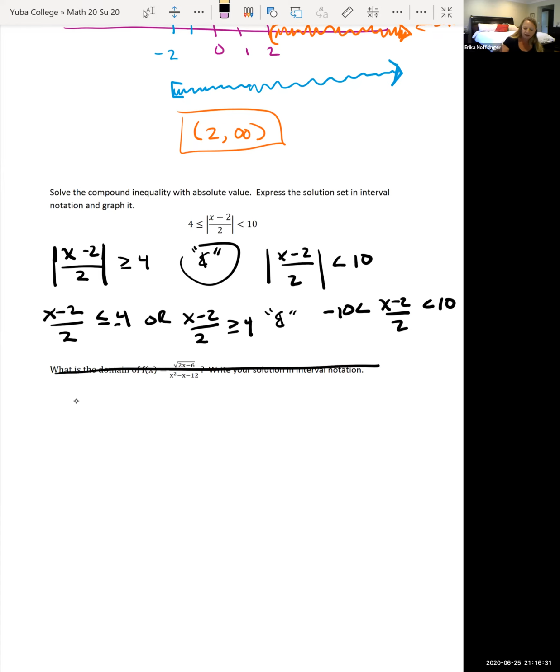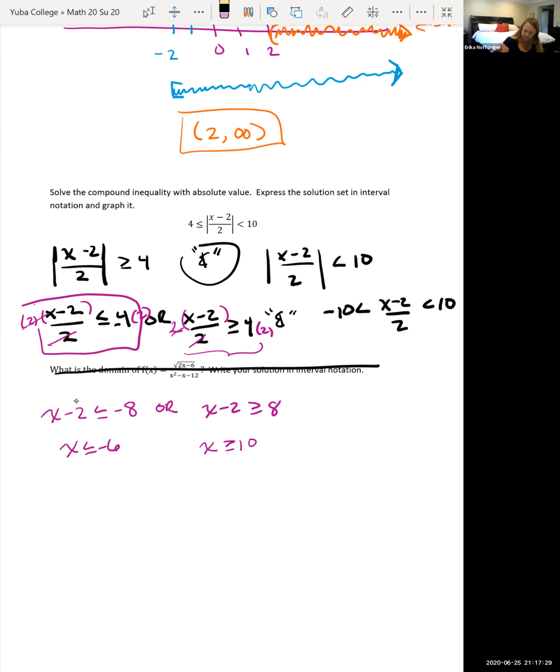So solving this piece, same idea, we can get rid of the fraction by multiplying both sides of the inequality by 2. That cancels, we're left with x minus 2 is greater than or equal to 8. Add 2 to both sides, x is greater than or equal to 10.